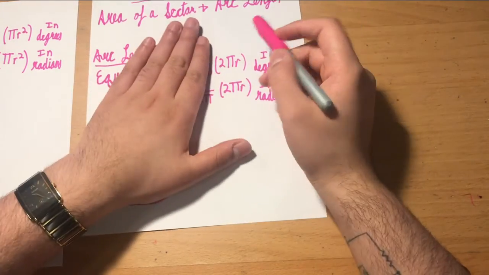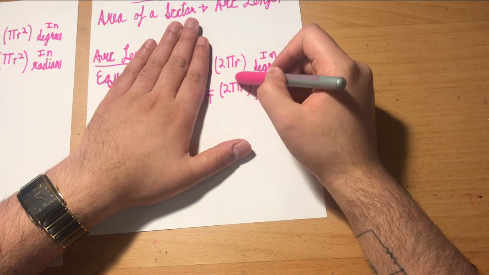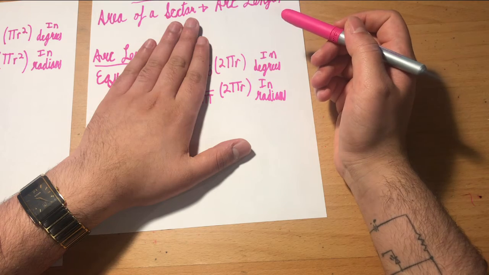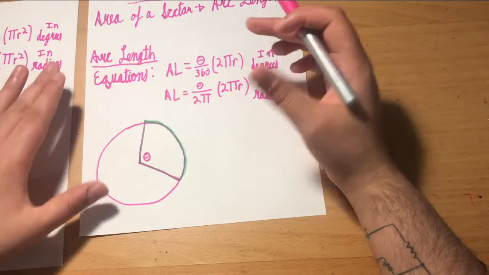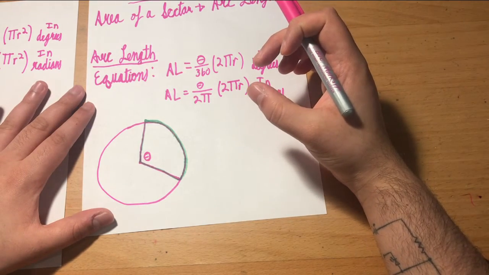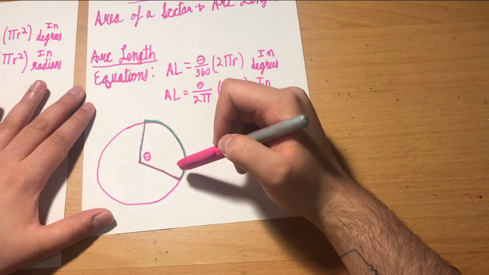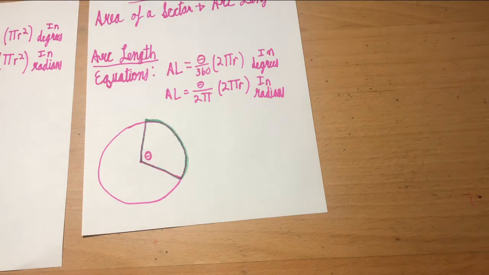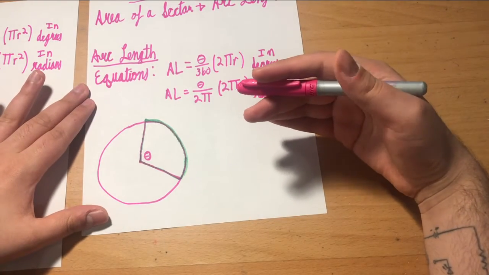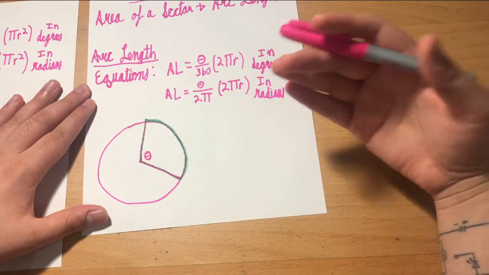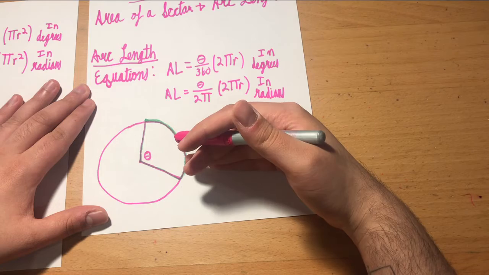If you notice, this part of the equation is just the equation for circumference. Circumference equals 2 pi r. Now, how do we scale it down to just a specific part of the circumference? We're essentially finding a percentage of it. You should have learned percentages in a previous class, maybe algebra or even seventh grade, where a percentage is part over total.